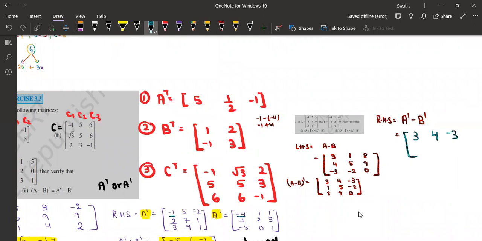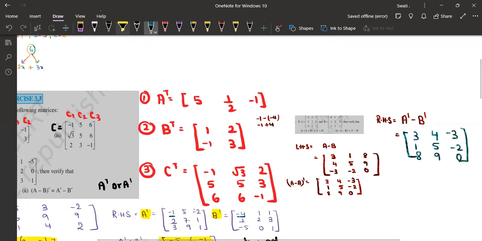Next we have 2 minus, okay, what is that? Let me check, it is 2 minus 1. So 2 minus 1 is 1. Next we have 7 minus 2, that is 5. Next we have 1 minus 3, that is -2. Next we have 3 minus -5, that is going to be 8. Next we have 9 minus 0, that is 9. And then we have 1 minus 1, that is 0.